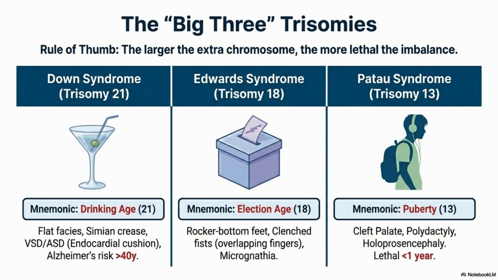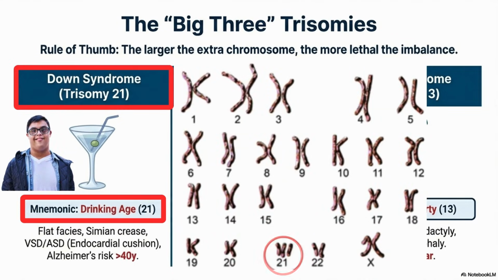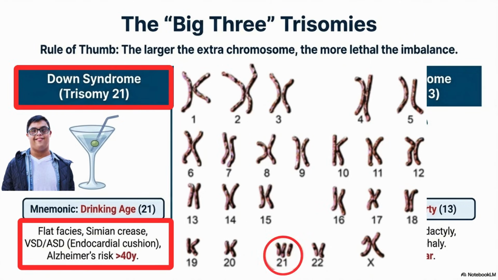The big three trisomies. You need to know these three by heart. Down syndrome. It occurs in chromosome 21. The mnemonic is D for Down, D for drinking. 21 is the legal drinking age. Key features here are flat facies, simian crease, ventricular septal defect, atrial septal defect, endocardial cushion defect, Alzheimer's at more than 40 years of age.